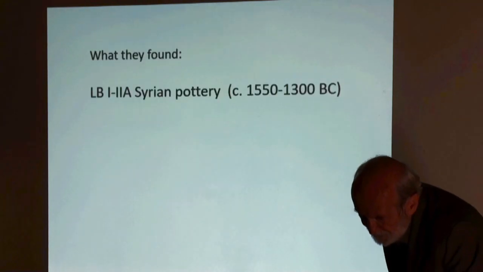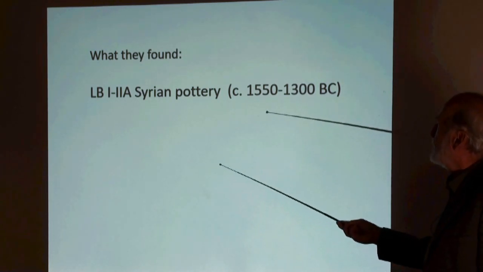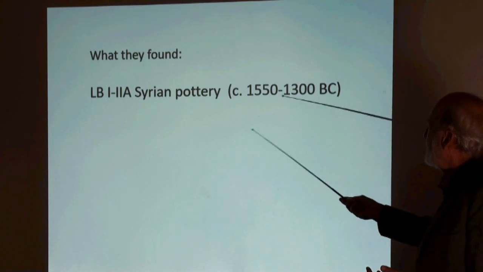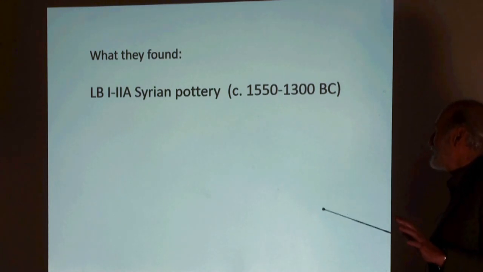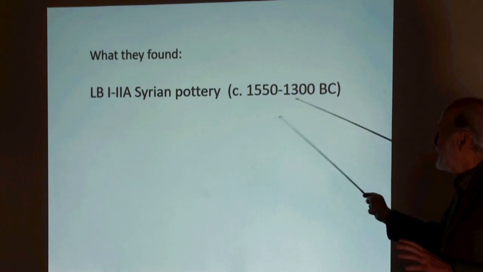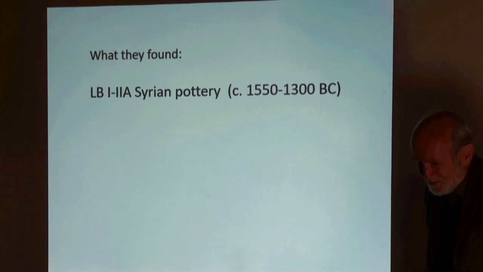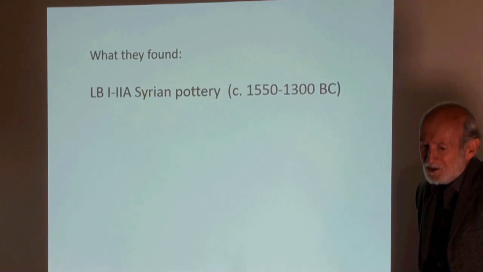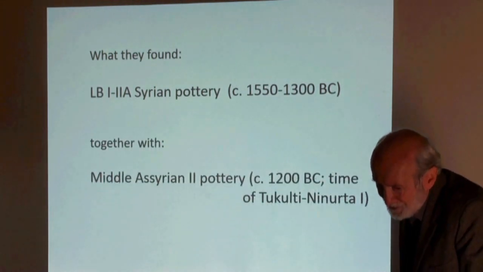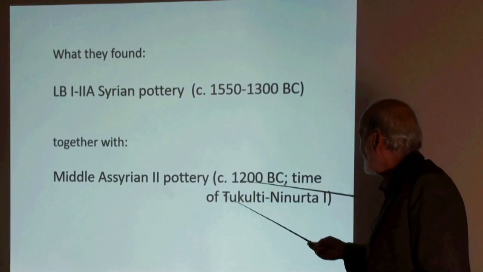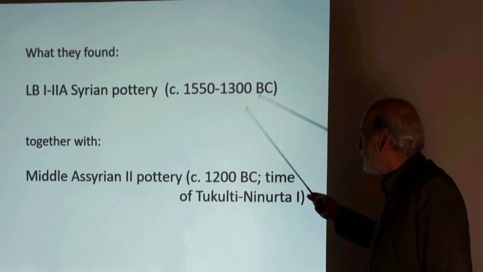And the pottery they found was Syrian domestic pottery of the Late Bronze 1 to 2A. Now this may seem to contradict what I've said before. Apparently it's rather difficult to distinguish Syrian domestic pottery over a longish period. But this is undecorated pottery, unlike Nuzi ware, which is decorated, and you would expect it to develop a bit over several centuries. And they also found Middle Assyrian II pottery, dated about the time of Tukulti-Ninurta I. These are all orthodox chronology dates.